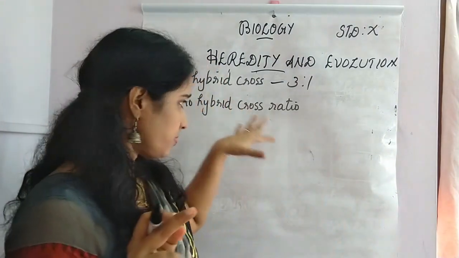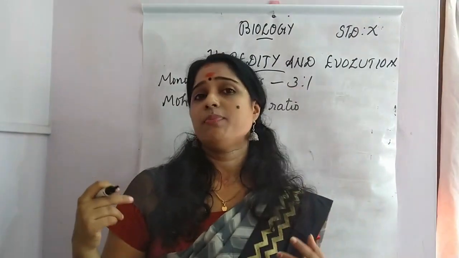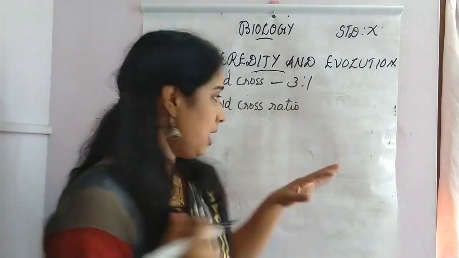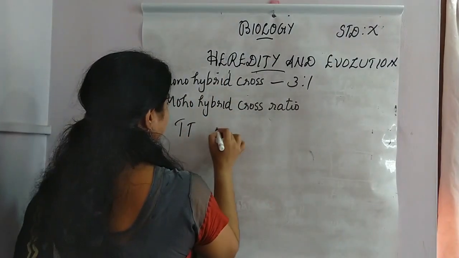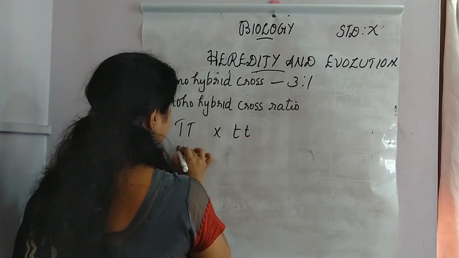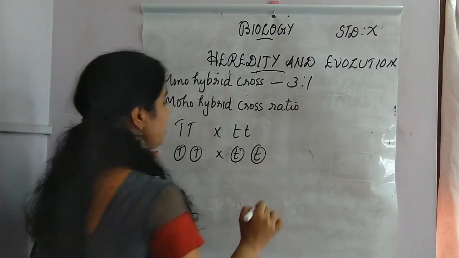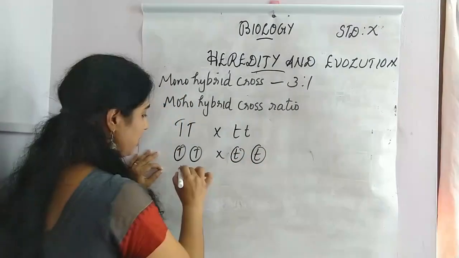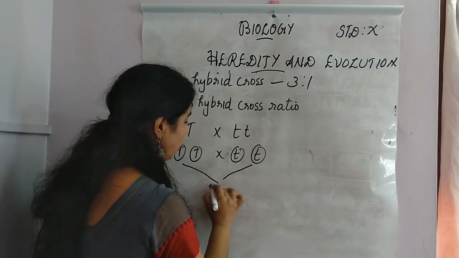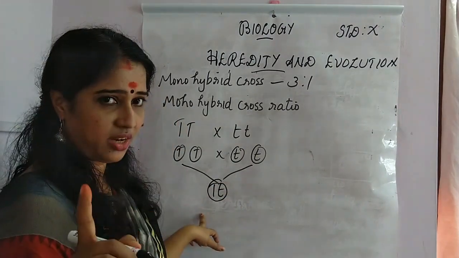And here, once again, I will repeat the steps. First, Mendel selected how many plants? One tall and one dwarf. One is the tall plant, another one is the dwarf plant. And these are the gametes. Gametes should be circled like this. And what happened in the first generation? Tell me, all the plants are tall. All the plants are tall in the first generation.